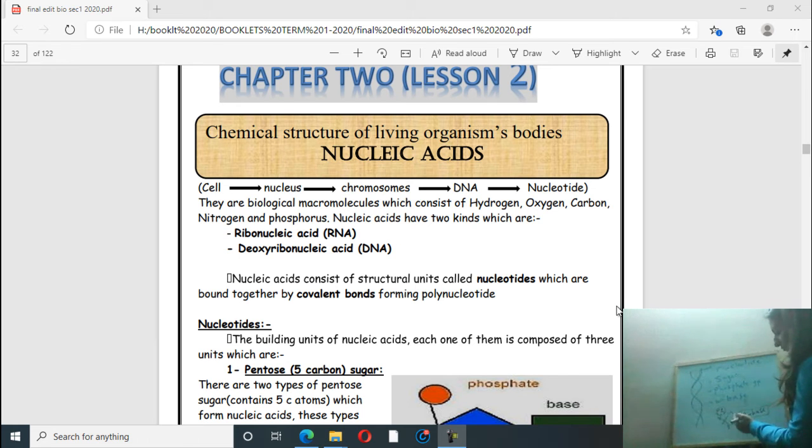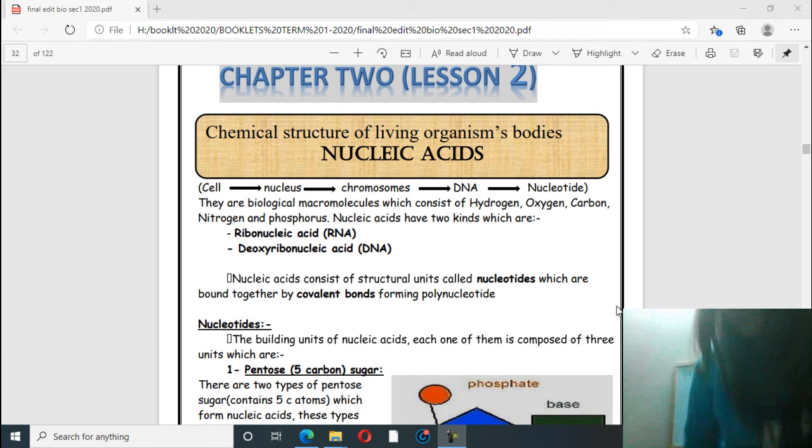Here inside the nucleotide we can also find two bonds: the bond that binds the sugar to the nitrogenous base, and the other bond which binds the sugar to the phosphate group. Both of them are covalent bonds. So here is a covalent bond, and on the other side a covalent bond also.